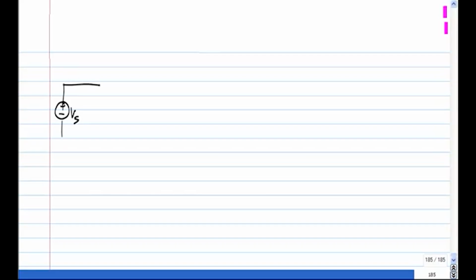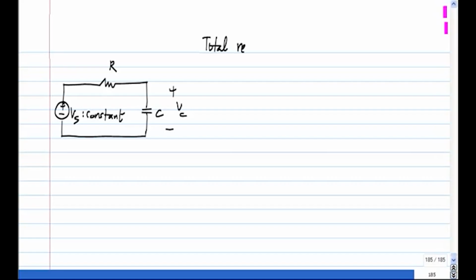took this circuit where there is a constant Vs applied to this combination of R and C, and this Vc has some initial value at t equal to 0, and the total response turned out to be, we could write it in many different ways.